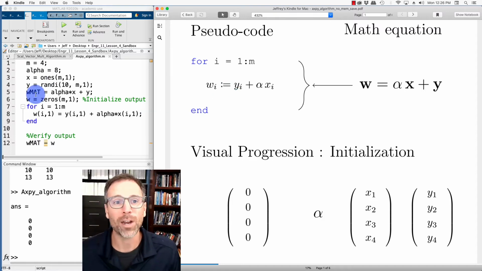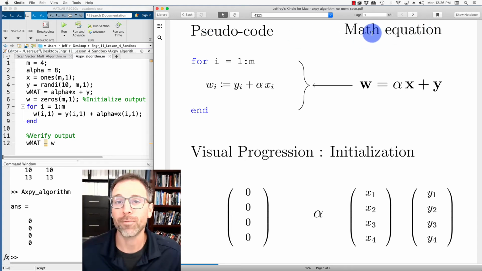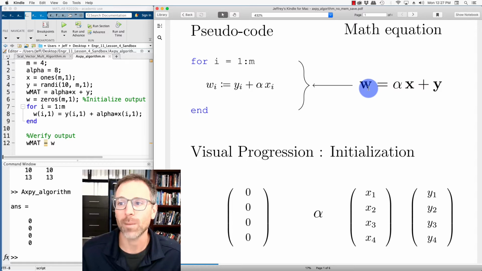And so from that standpoint, over on the left-hand side is the syntax to implement this, and over on the right-hand side is this visual that we've been developing. So we have kind of three different ways to think about this in this visual. So we have the math equation. We set w equal to alpha x plus y. So this is an axpy operation.